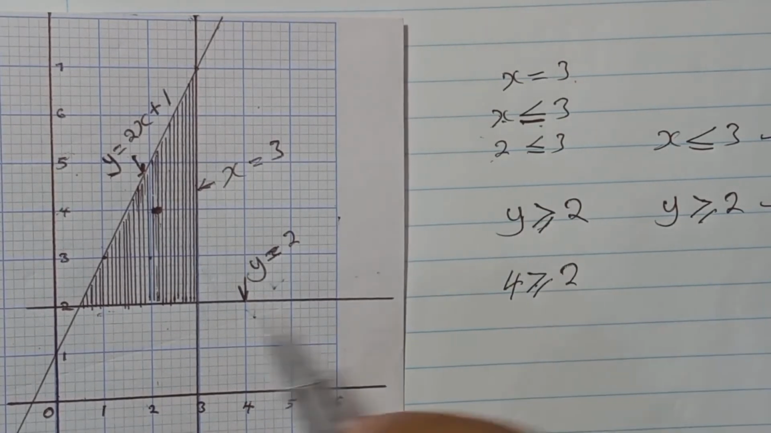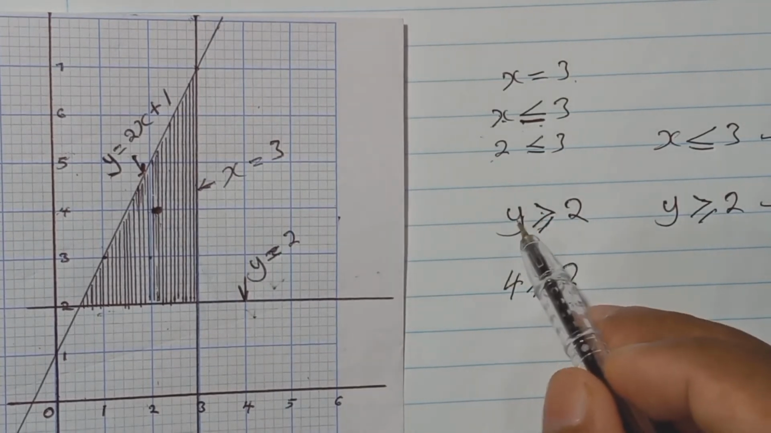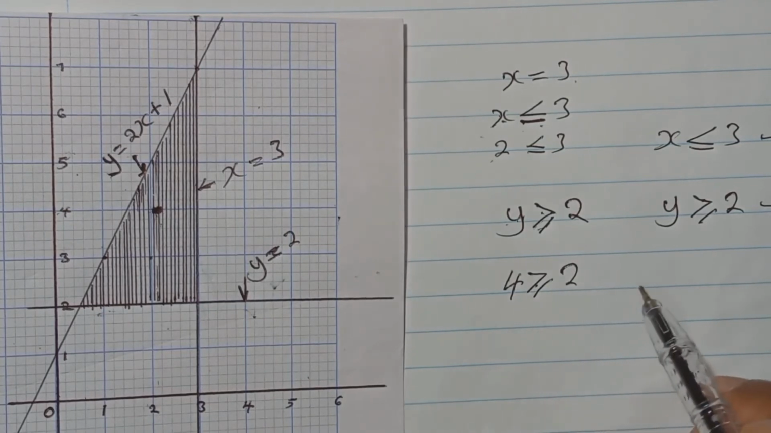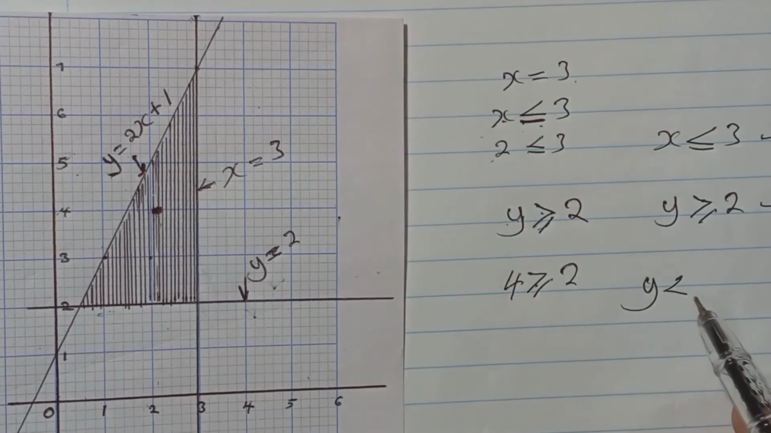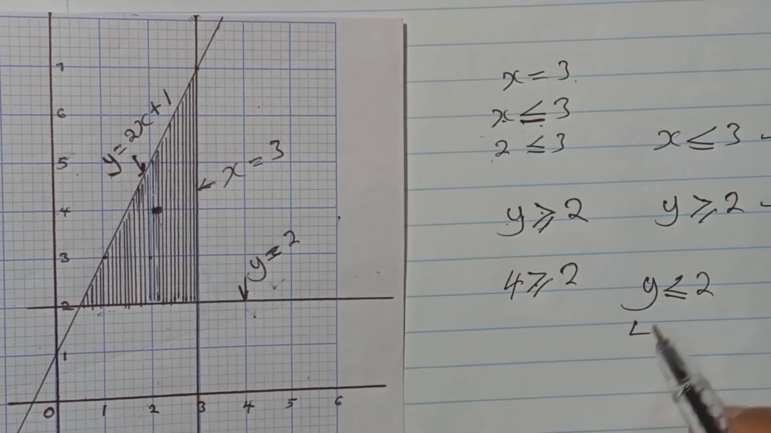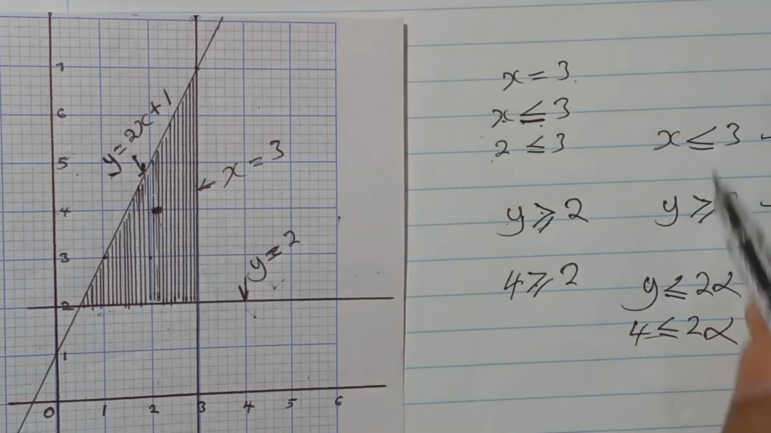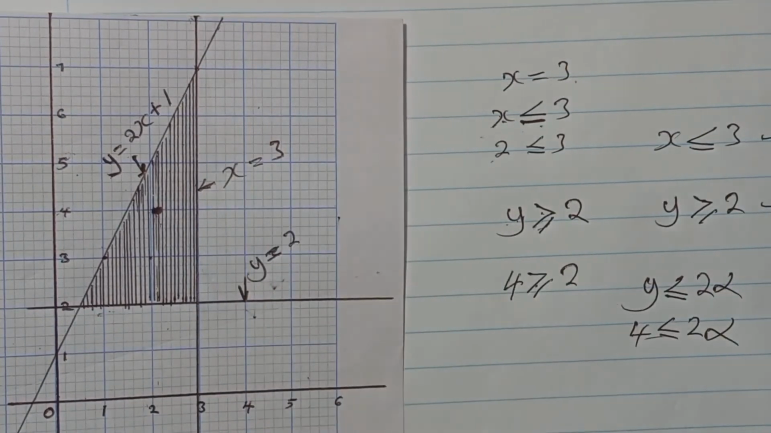Now for example, suppose I assumed it this way: y equals 2, but I thought y less than or equal to 2. What will happen if I put 4 here? Is this correct? Wrong, no? So that's why this inequality is wrong. These are the two inequalities. Now we have found this inequality and this inequality.